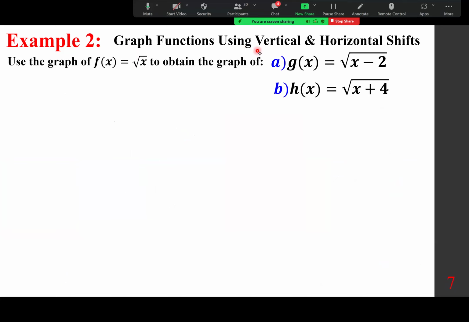Graph functions using vertical and horizontal shifts. Use the graph of y or f of x equals square root of x to obtain the graph of g of x equals square root of x minus 2, h of x equals square root of x plus 4. So, of course, we know the basic graph of square root of x.